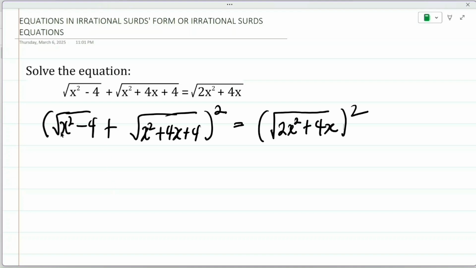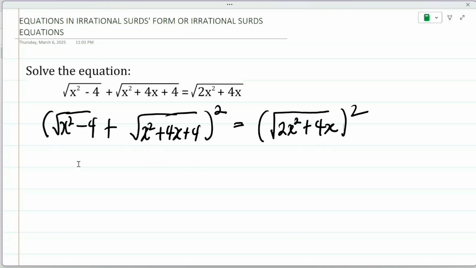Note here, the first root is linked to the second root by addition, so you can't give them their separate squares. It's not allowed when they are linked by addition. But for this, although the algebraic expressions 2x squared and 4x are linked by addition, they are under a square root. So the situation here is different from the situation here.